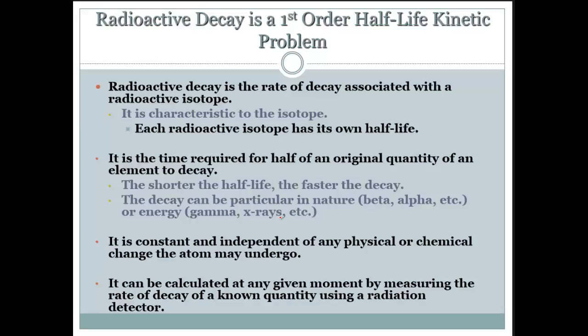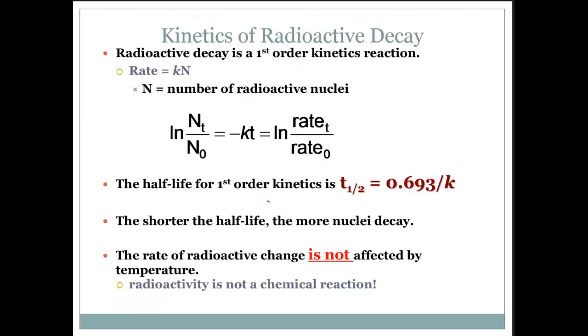The decay can be particulate in nature, such as beta or alpha, or energetic, such as gamma or X-rays. It is constant and independent of any physical or chemical change the atom may undergo. It can be calculated at any given moment by measuring the rate of decay of a known quantity using a radiation detector.